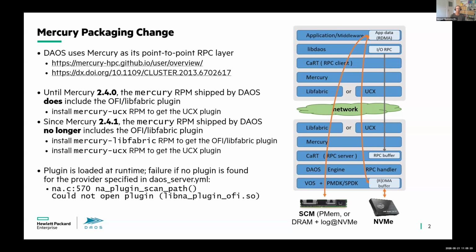So if you want to continue to get the same functionality you got from Mercury base in the past, you now have to install Mercury and Mercury libfabric. And on the UCX side, there's no change. You can install both plugins if you want, right? But you have to have at least one. If you don't, you're getting runtime errors when the plugin is searched and it's not found. I quoted one of those errors on the bottom here. So that's just something to watch out for as you're updating Mercury to pull in this new Mercury libfabric.